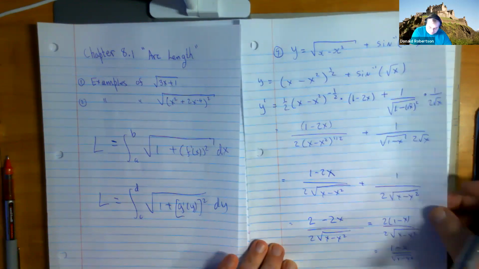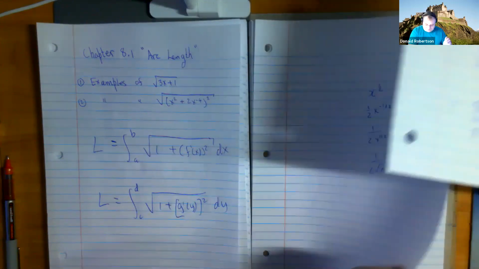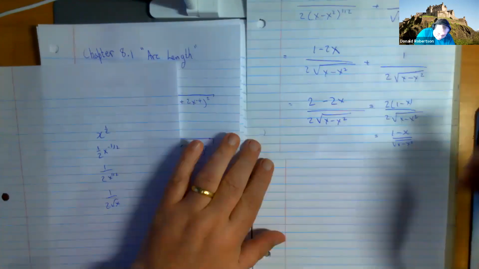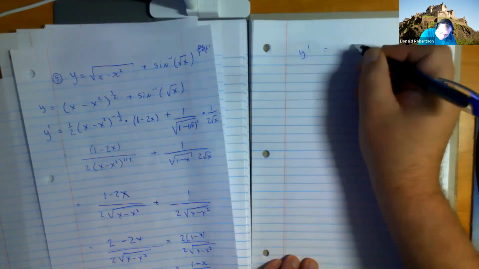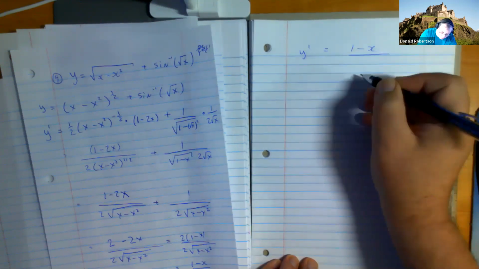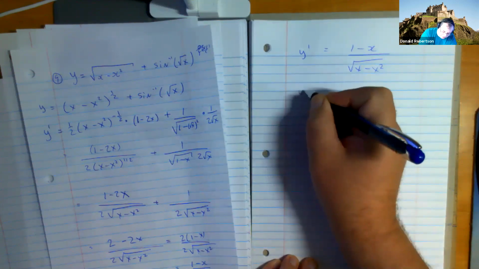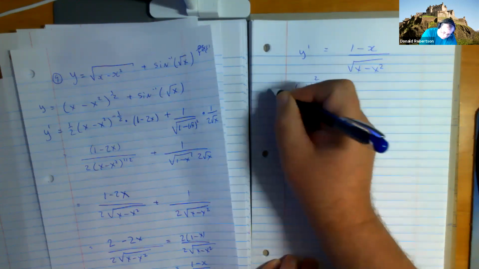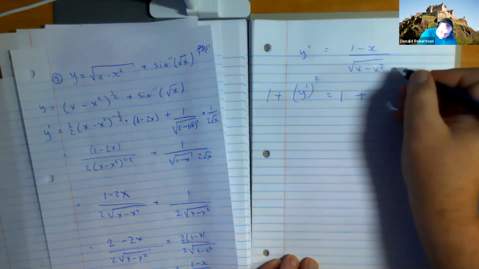Right. Oh, and by the way, I've only differentiated. I haven't squared or added 1 yet. So let's do that. Actually, I'll do it in the next page. So I now know that y dashed is 1 take away x over the square root of x minus x squared. So if you want to square it and add 1, you go 1 plus this guy squared.